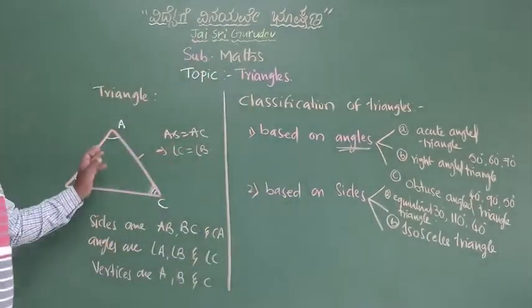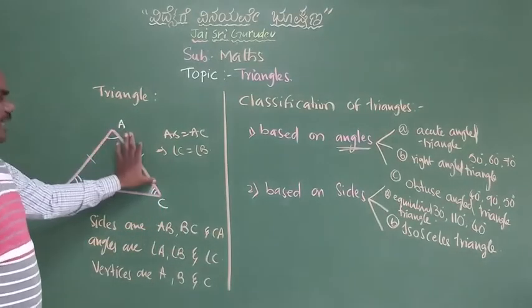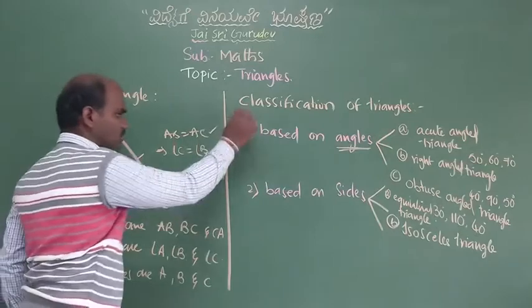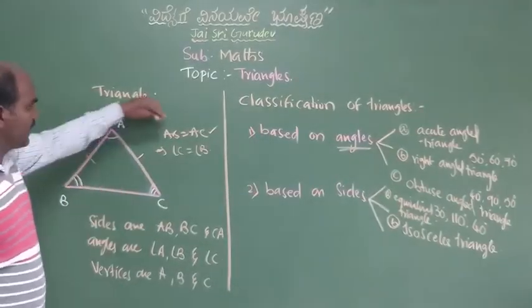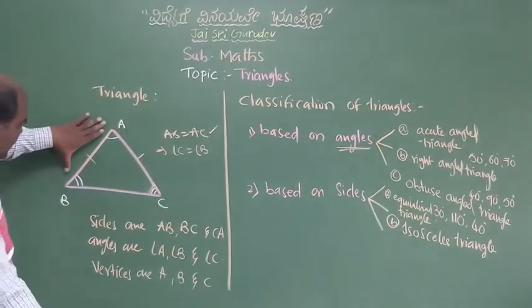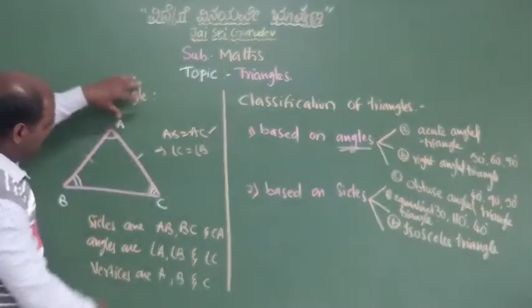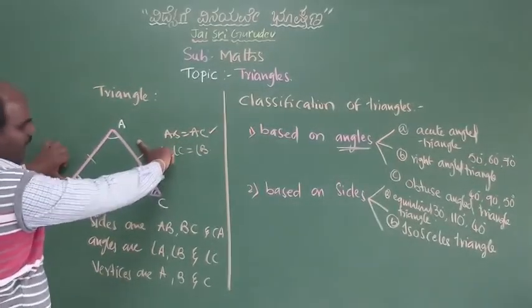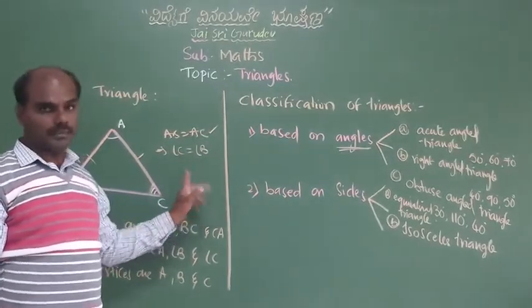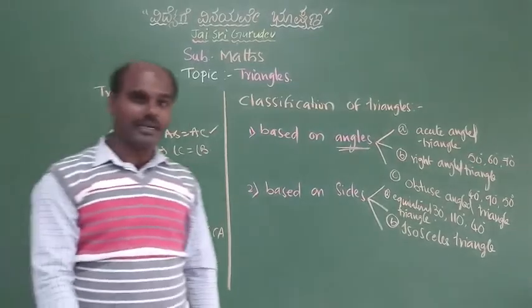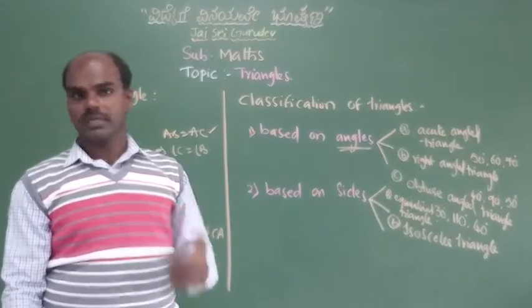For example, if I take triangle ABC, where only AB is equal to AC, it means its opposite angles are also equal. AB's opposite is angle C, and AC's opposite angle is B. So angle C is equal to angle B. So in an isosceles triangle, two sides are equal, which means its opposite angles are also equal.